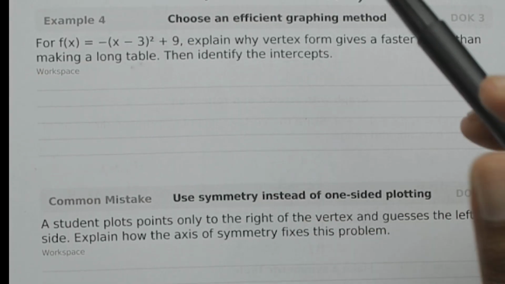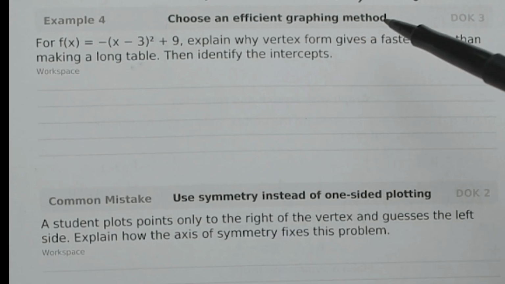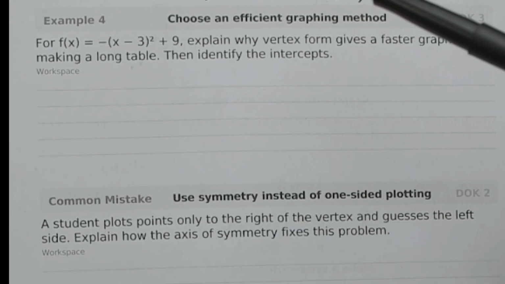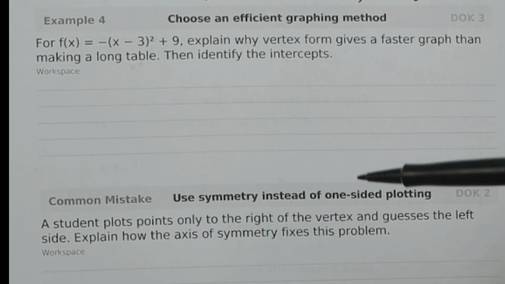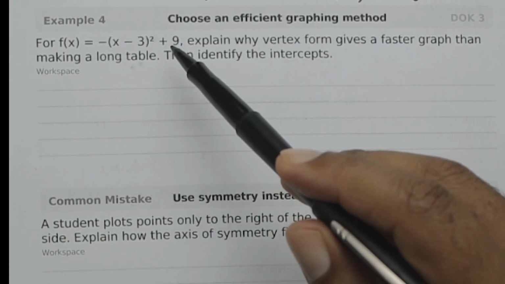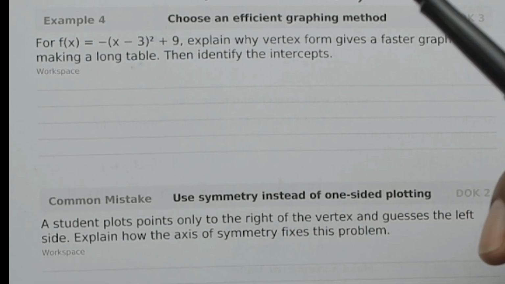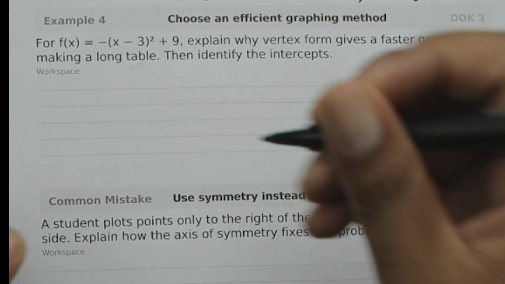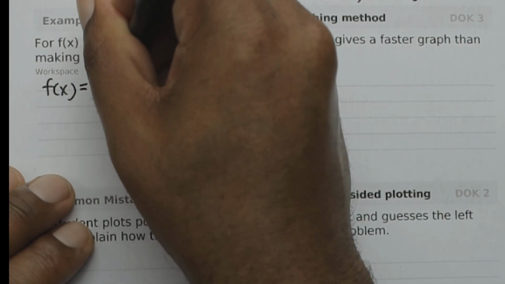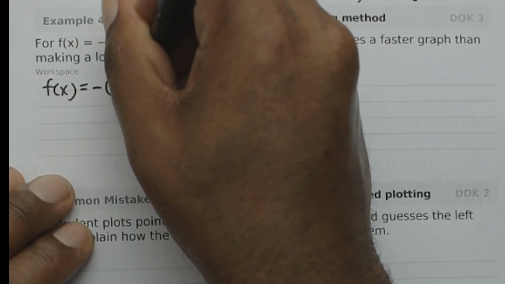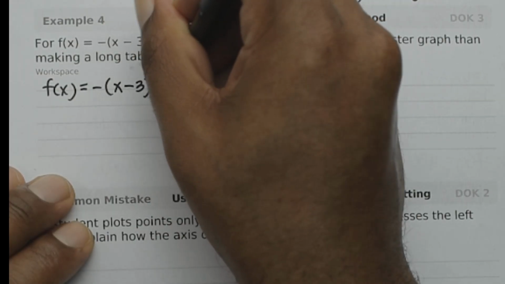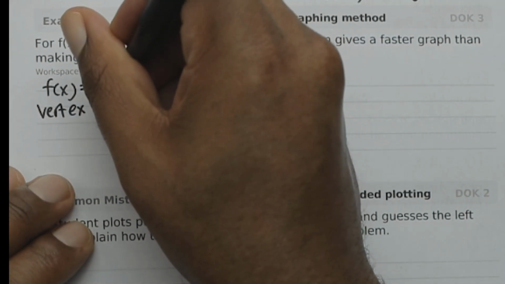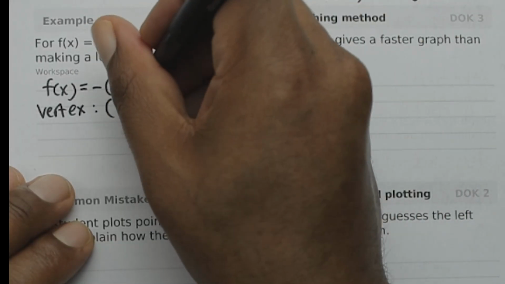Okay, let's continue. Example number 4. For this expression, we have to explain why the vertex form gives a faster graph than making a longer table. The function is already in vertex form, so we can immediately know the vertex and the direction of the opening, right? Because we have f of x equals -(x minus 3) squared plus 9. So the vertex is (3, 9).